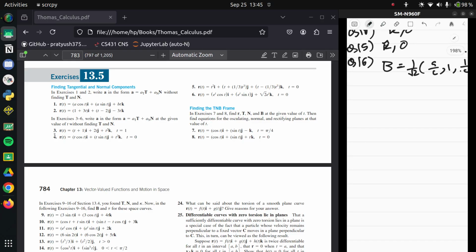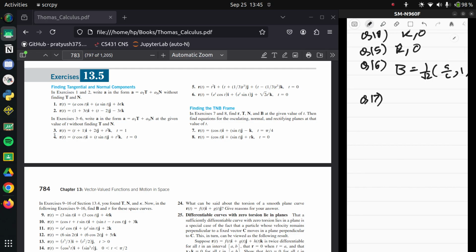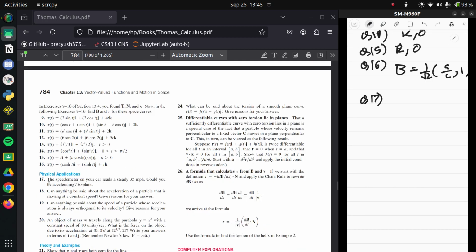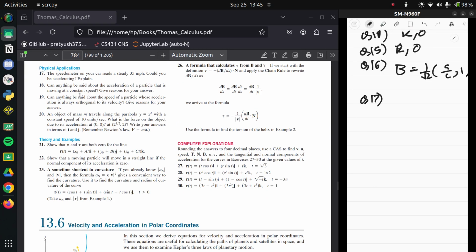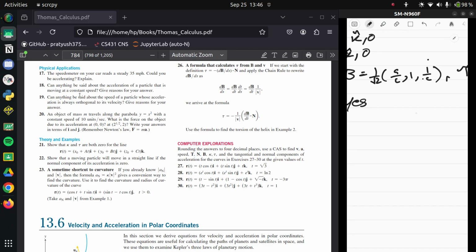Okay, next question, question 17. Okay, this is question 17. The speedometer of a car reaches a steady 35 something something something. Could this be accelerating? Yes. Just this is your car. It's moving like that. Come on, basic questions.